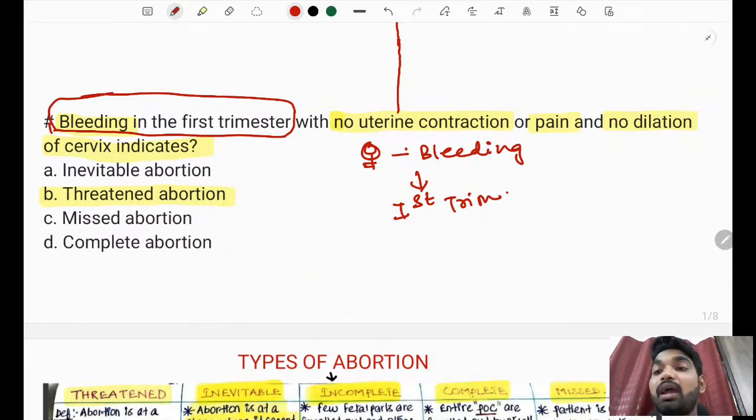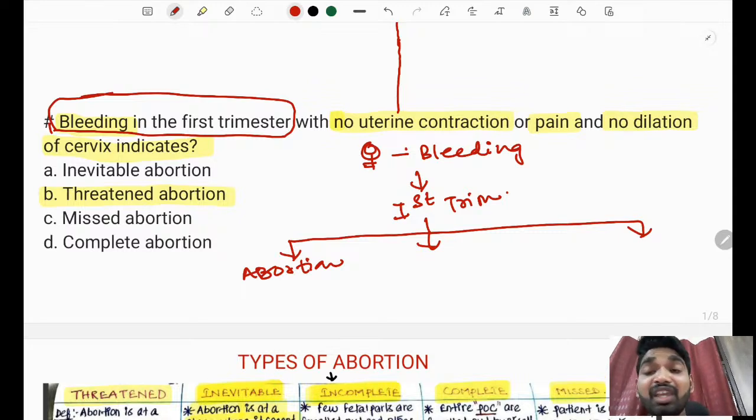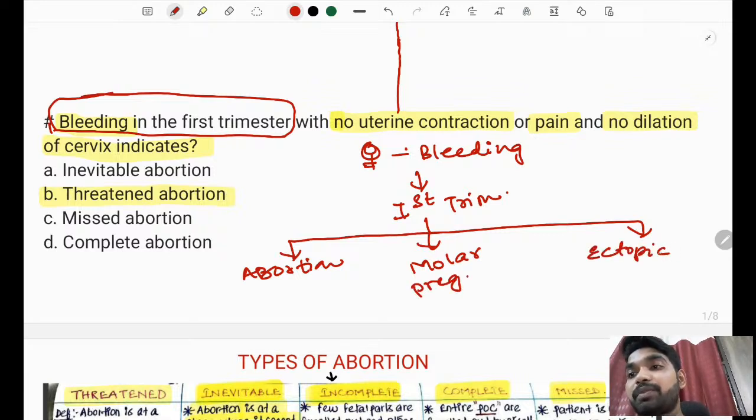But now coming to abnormal. If any pregnant woman comes to you in the first trimester saying there is bleeding, you will think of, as I just told you, abortion. Keep it aside. Now, what are all the other conditions? Yes, as you said, it might be molar pregnancy or it might be ectopic pregnancy.